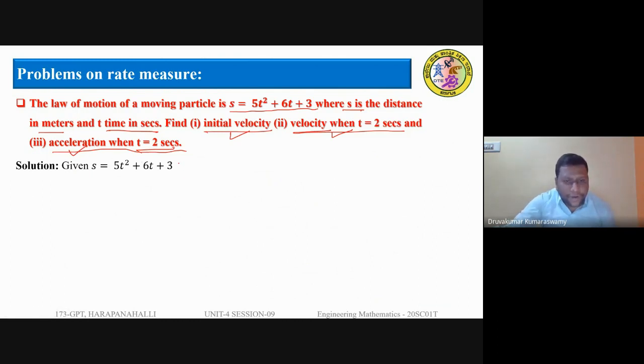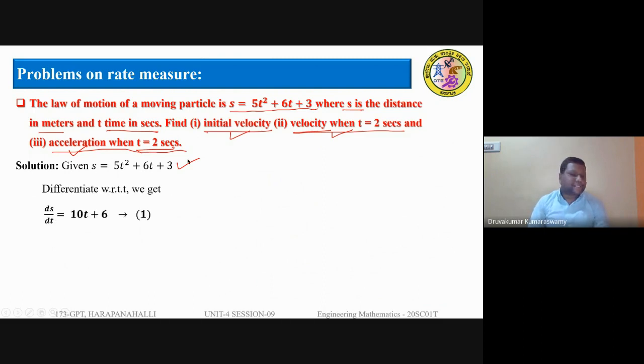Therefore, first we have to write what is given. s is equal to 5t square plus 6t plus 3. As usual, to find velocity, differentiate s with respect to t. So v is equal to ds by dt. So that is 5 into what is differentiation of t square? It is 2t, plus 6 into what is differentiation of t? It is 1. And what is differentiation of 3? That is 0. So we get 10t plus 6. That is velocity, ds by dt.